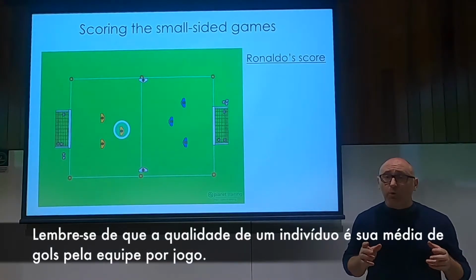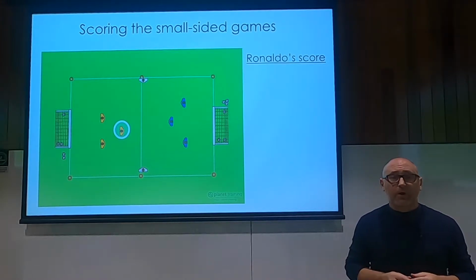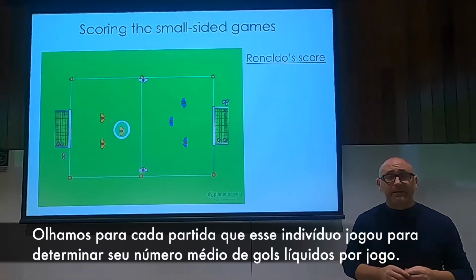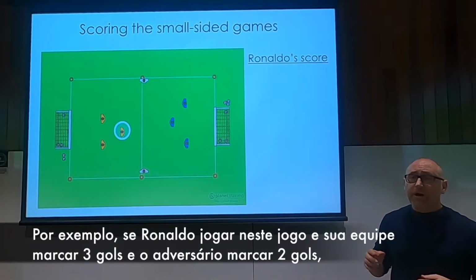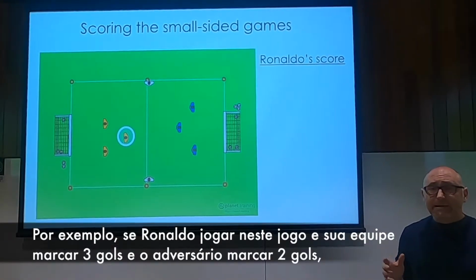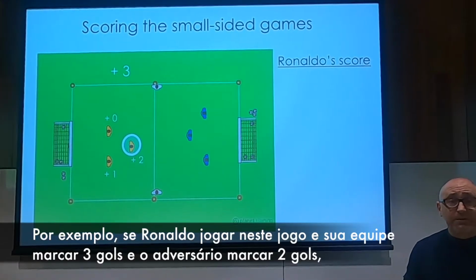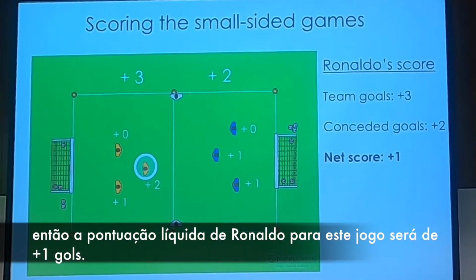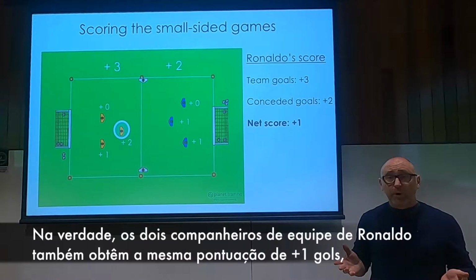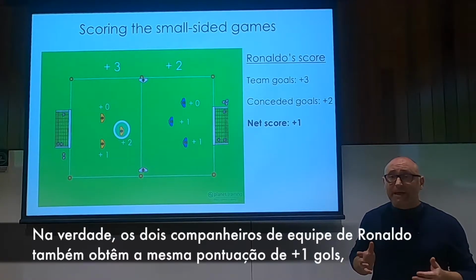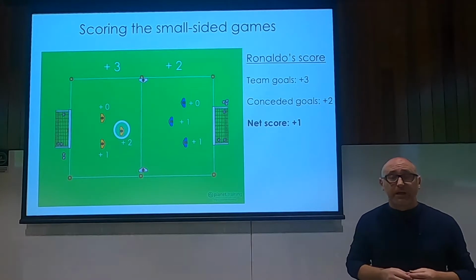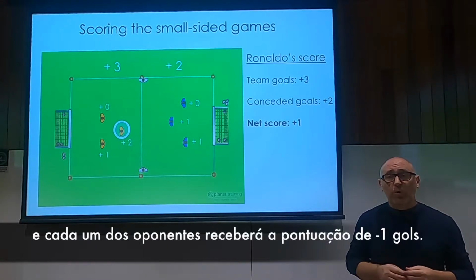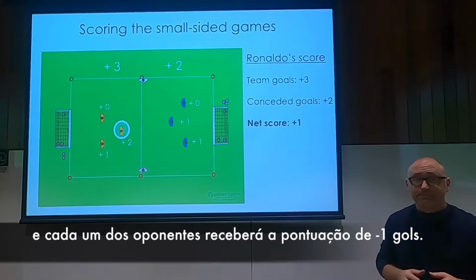Remember, an individual's quality is their average net team goals per game. We look at every match this individual played to determine their average number of net goals per game. For example, if Ronaldo here plays in this game and his team score 3 goals, and the opposition score 2 goals, then Ronaldo's net score for this game will be plus 1 goals. In fact, both of Ronaldo's teammates also get this same score of plus 1 goals, and each of the opponents will get a score of minus 1 goals.